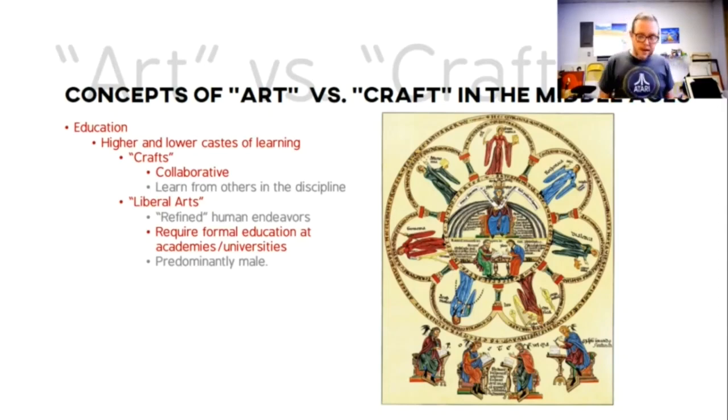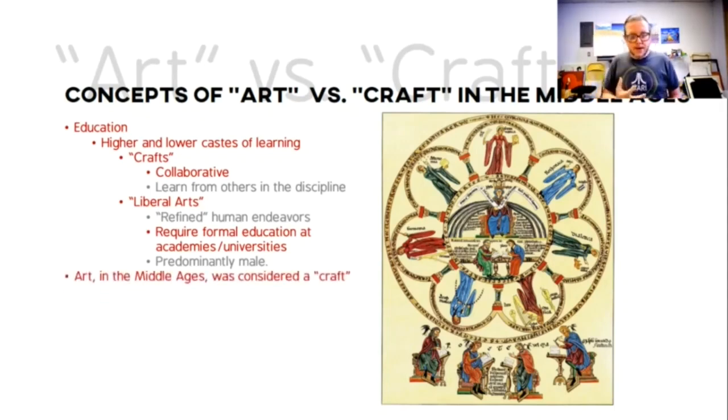The universities and the academies were predominantly male. There were very few universities that allowed women to attend. Universities and academies, for the vast majority of Europe, were male only. Women did not have access to that caste of education.